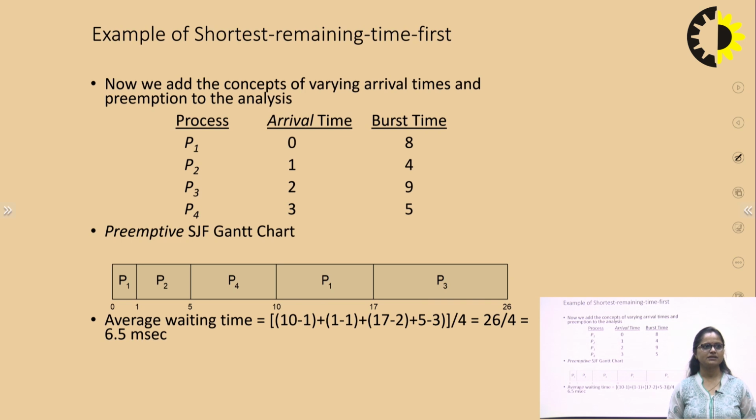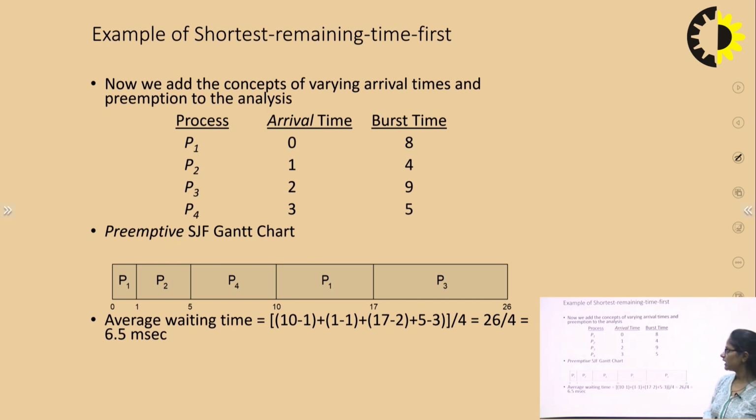Now coming to the next example, shortest remaining time first. Now we add the concept of varying arrival time and preemption to the analysis. In SJF the priority was the shortest burst. Here we are giving the arrival time, that is, when the process arrived, along with its burst time. In the prior algorithm, SJF, we considered that every process arrived at the same time, at 0 time, and then we were given the burst times, and we solved the problem with the SJF Gantt chart.